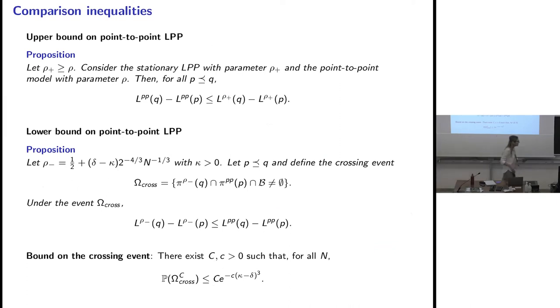B is your bulk. And so there, P is the left, so this will be P and Q. So you are taking a pi rho minus to Q. Well, imagine that you do this; this will be pi rho minus, and this will be the point to point. So what you want is that the paths will intersect at some point in the bulk, and then after this point, they will share the same randomness so that you can compare the increments of these two processes.